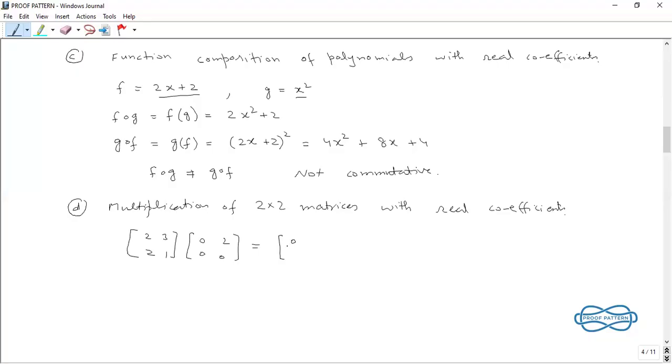0, 4, 0, and 4. And on the other hand, if we switch the positions, we get 4, 2, 0, 0. Clearly, these matrices are not equal. So the matrix multiplication with real coefficients is not commutative.